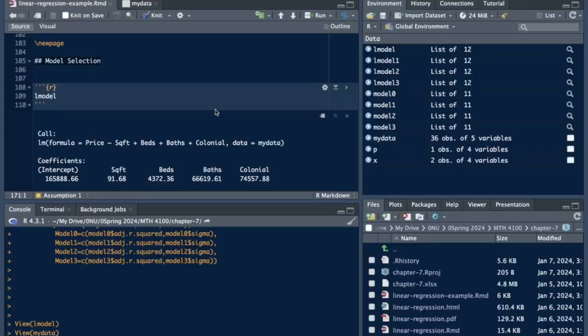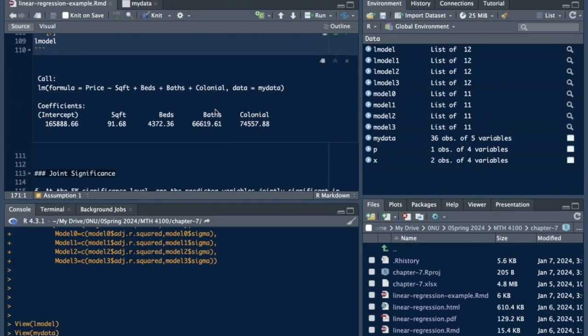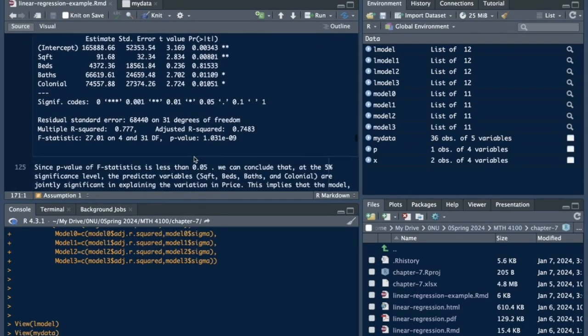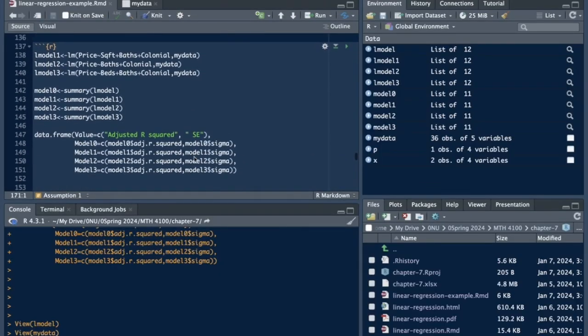Also, next step, we did model selection. In the model selection, we found the joint significance of these variables and the individual significance of these variables. We found that one of the variables is not significant, which is the beds. So we excluded the beds from the model. We built another model that doesn't include the beds, right? And we built other models as well, just in general, to check which model we're going to pick.